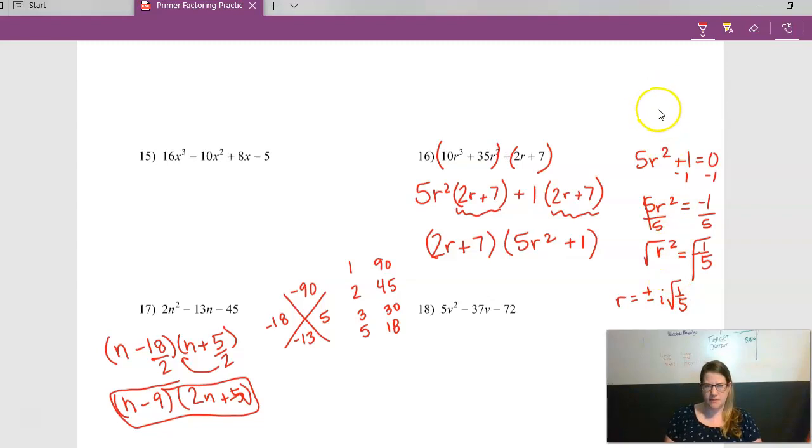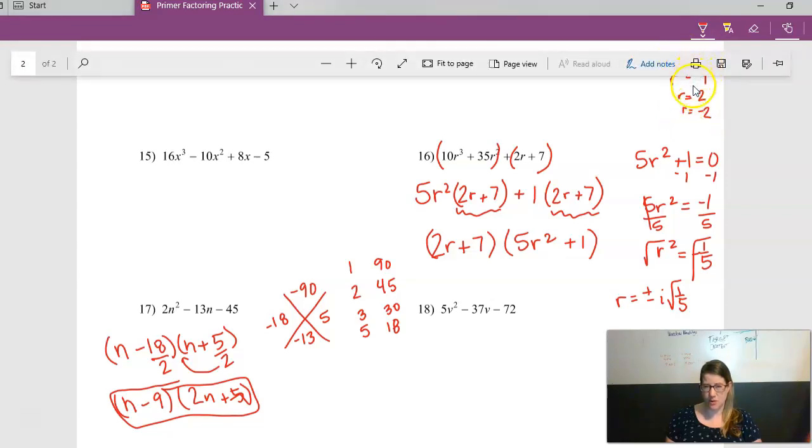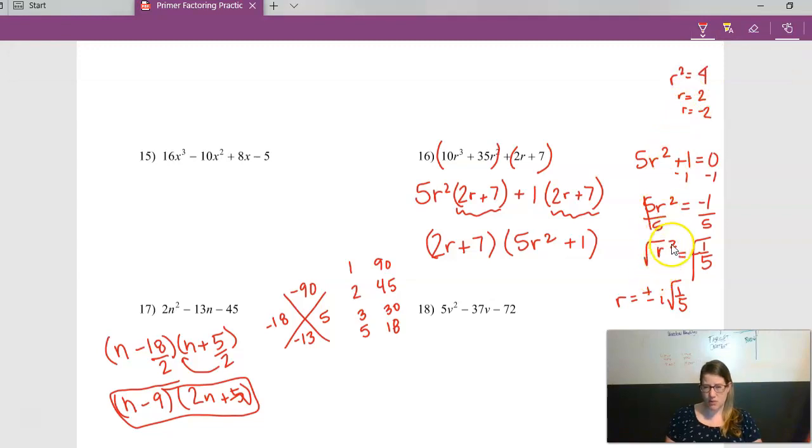As a side note, think about it for a second. If I have 4 equals r squared, totally unrelated to this problem, what could r equal here? It could equal 2 because 2 times 2 is 4, but it could also equal negative 2 because negative 2 times negative 2 is also equal to 4. So anytime you're taking the square root of a variable that's squared, you're always going to have 2 options for your answer, the positive and the negative. That's why I have a plus or minus in front here.